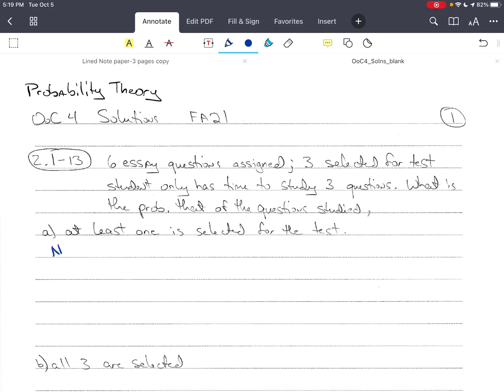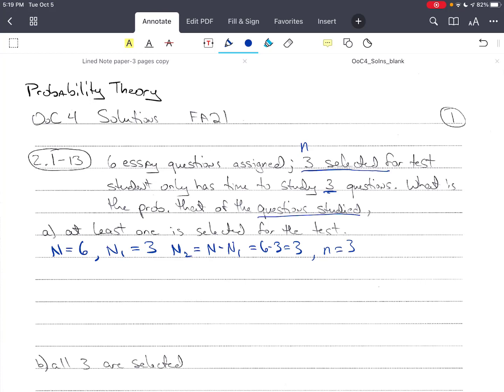So capital N is equal to 6. And then the category of interest, the questions studied, that's going to be N1. That's going to be 3. The student has time to study 3. And of course, N2 is N minus N1, which is 6 minus 3, which is going to be 3. And 3 are going to be selected. That's little n, 3.